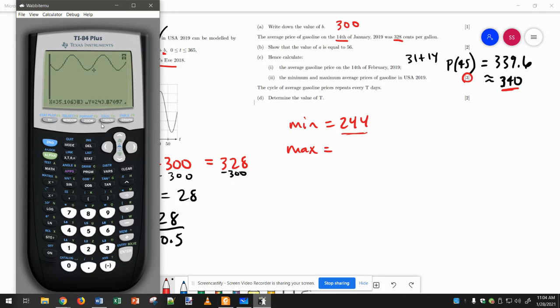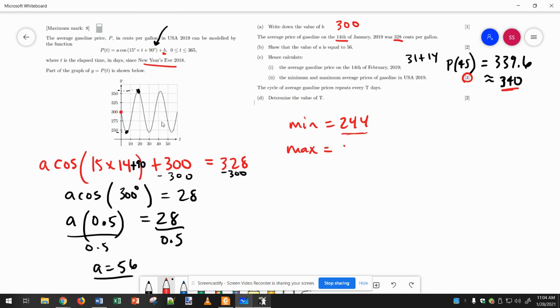So now I have to do second calc max to get a maximum. So I hit left bound, right bound, and go somewhere in the middle. And we get 42 days. After 42 days, we'll have a max of 356. So I don't care about the x. Just write down the y's. Now, part D. Determine the value of T.